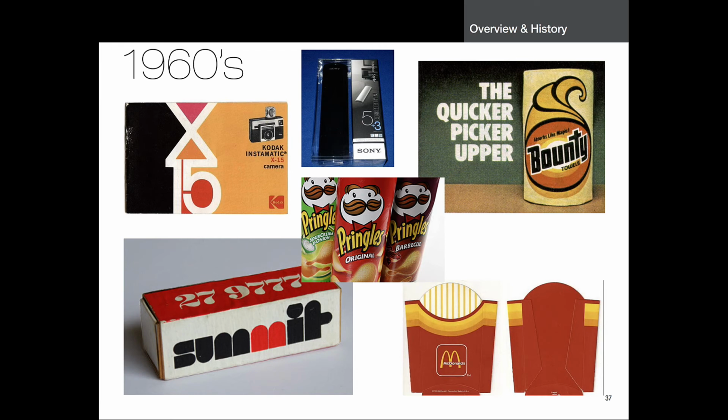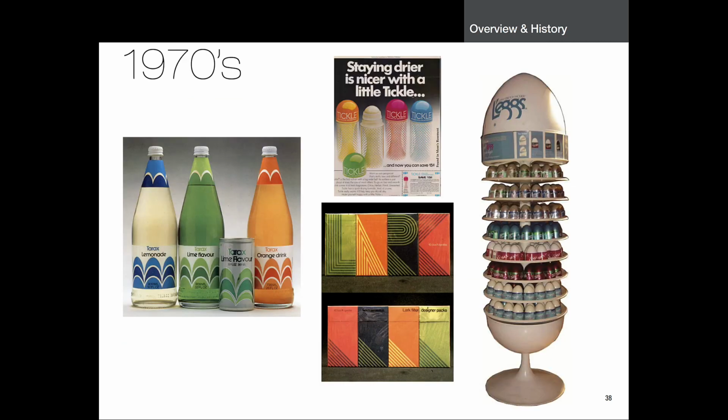Then we get into some of the packaging from the 60s. I put a couple things up here that you would recognize today. The advent of the Pringles can. Selling chips in a tube was considered kind of weird and revolutionary for the day. Also, you will see the classic McDonald's fry container, which was introduced at that time.